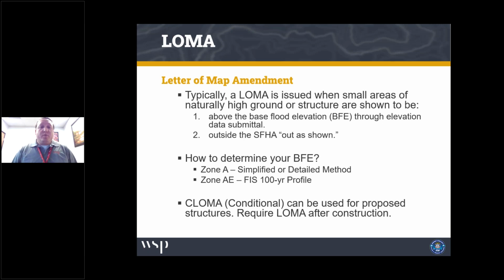So that's what a LOMA is. It's the natural ground, the ground that has been there forever, that is higher than the floodplain. You're presenting that elevation information to FEMA and saying the area around our structure, or the area within this parcel of land we've identified, is actually higher than the base flood elevation. Even though the maps show that it gets inundated, it doesn't, because we're showing you the elevation of the land is higher than your flood elevation.